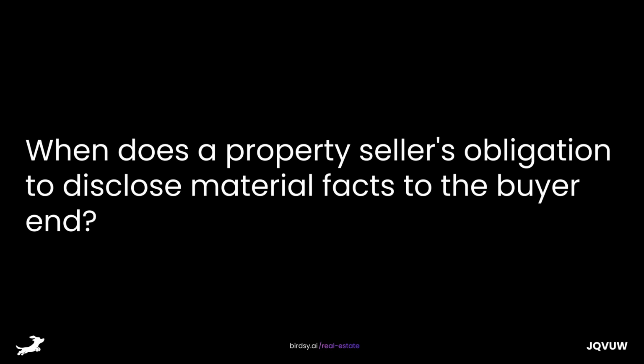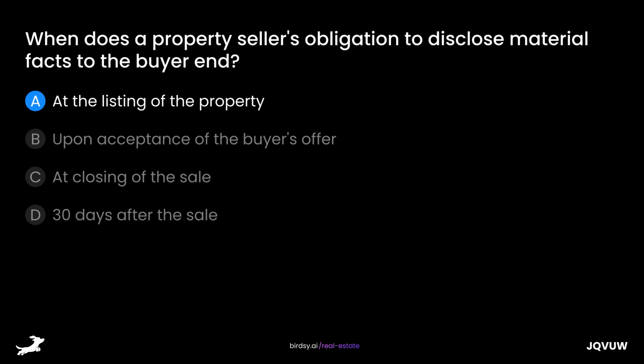When does a property seller's obligation to disclose material facts to the buyer end? Is it A, at the listing of the property? B, upon acceptance of the buyer's offer? C, at closing of the sale? Or D, 30 days after the sale? The answer is C, at closing of the sale.